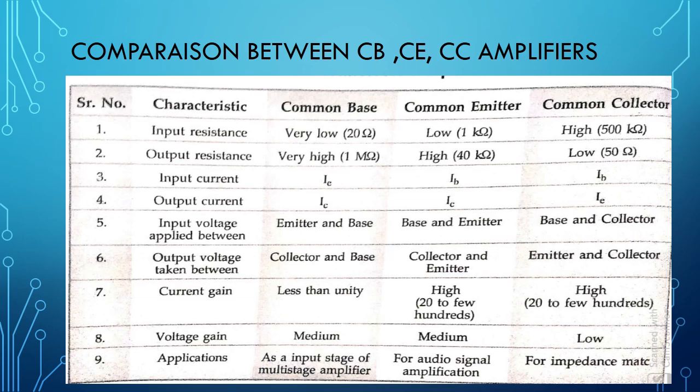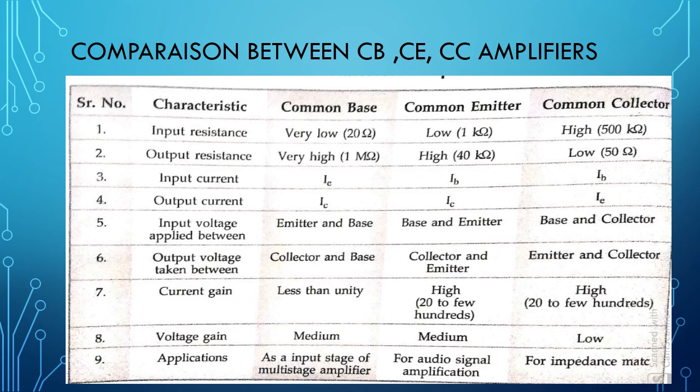Now coming to the output resistance: in the common base, the output resistance is very high. In the common emitter it is high, that is 40 kilo ohms, and in the common collector it is very low. And you already know the input and output terminals of these amplifiers. According to that, we can also tell the input current and the output current. In the input current of common base, the emitter current IE is the input; in the common emitter it is IB; in the common collector, again the base is the input, so the input current is IB.